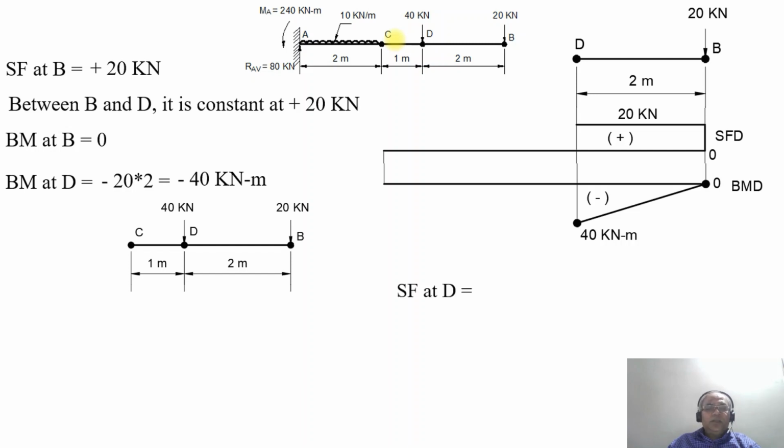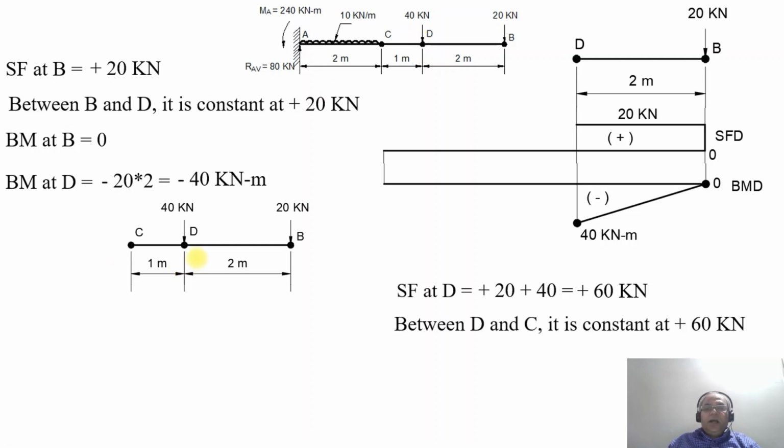First, we are going to consider what is the SF at D. SF at B is going to be 20, and between B and D it is 20. When the point load of 40 kilonewton is applied at the point D, immediately it becomes plus 20 plus 40, which is plus 60 kilonewton. So at the point D, it rises to 60 kilonewton. Between D and C, what happens? As there is no load acting on the beam, naturally it remains constant at plus 60 kilonewton.